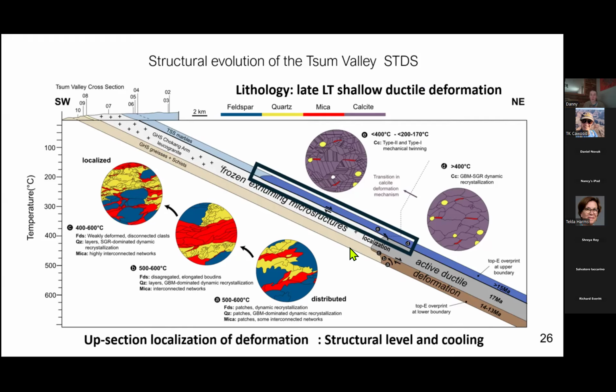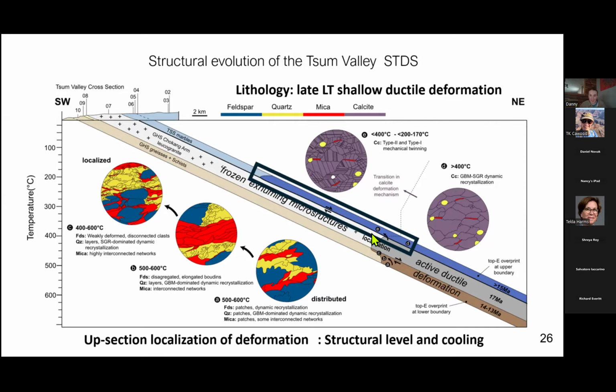And because these marbles have the capacity to remain weak at relatively low temperatures, this is what would have allowed deformation to persist in a ductile manner within relatively cold and shallow crustal levels, and this without the formation of a discrete brittle structure. So as I mentioned already, this means that in the Tsum Valley, lithology was an important control in the way that strain localized with decreasing temperatures and over time.